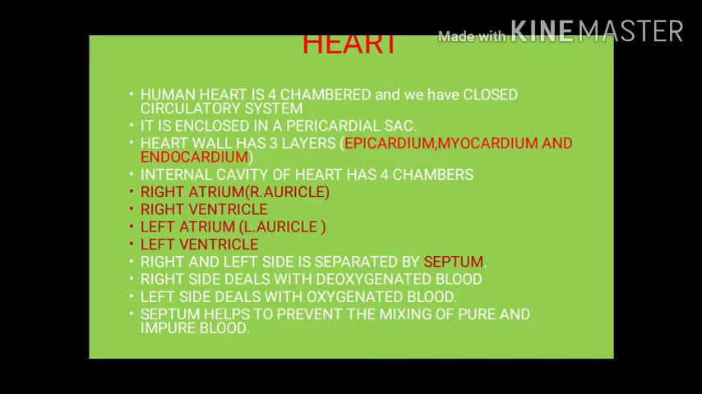Internal cavity is made up of four chambers: the right atrium, also known as right auricle, right ventricle, left atrium or left auricle and left ventricle. Right and left side is separated by septum. Right side deals with deoxygenated blood, that is impure blood, and left side deals with oxygenated blood or pure blood. Septum helps to prevent the mixing of pure and impure blood.